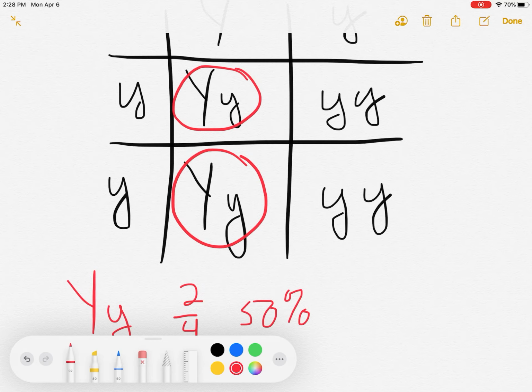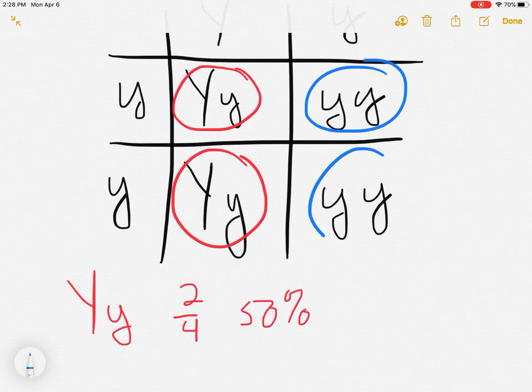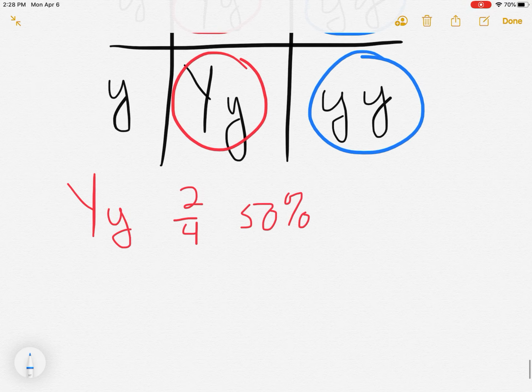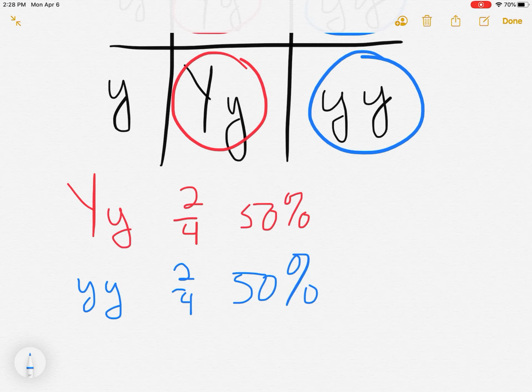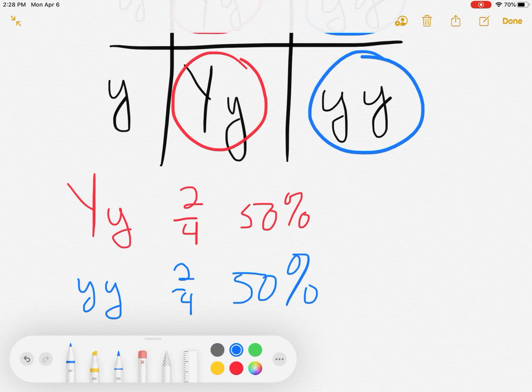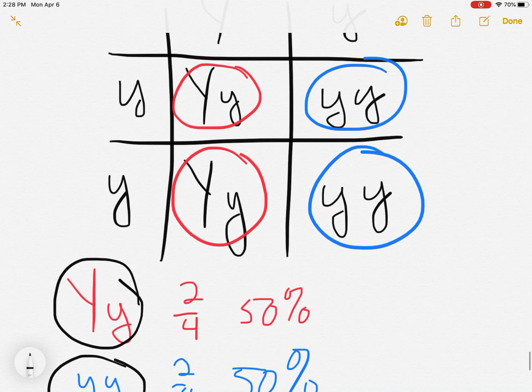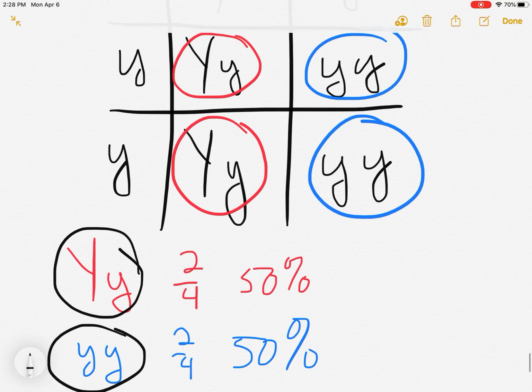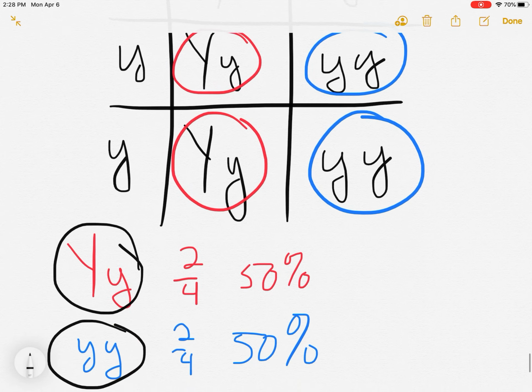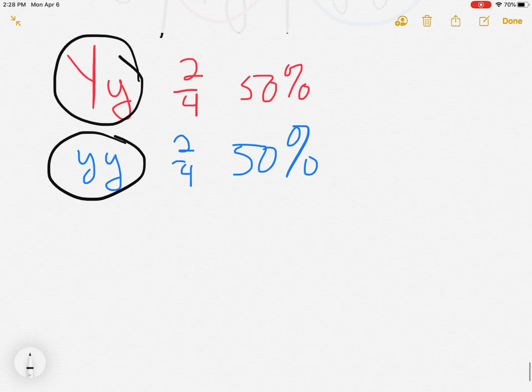You'll also notice that 2 out of the 4 are homozygous recessive. That's also 50%. So those are the genotype ratios. We'll get 50% that are this combination and 50% of that. You get no other combinations. No 2 capital Y's. They don't exist. You cannot get a homozygous dominant baby out of these 2 combinations. These parents could never make one.